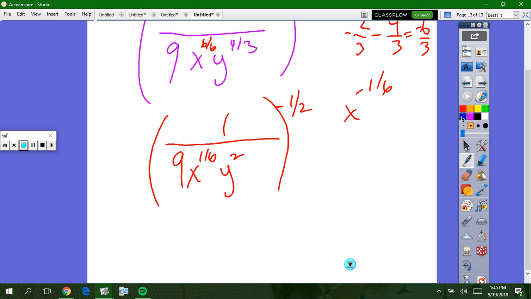So where do they all go? They'll jump up top because they're jumping the line. They change their sign, right?